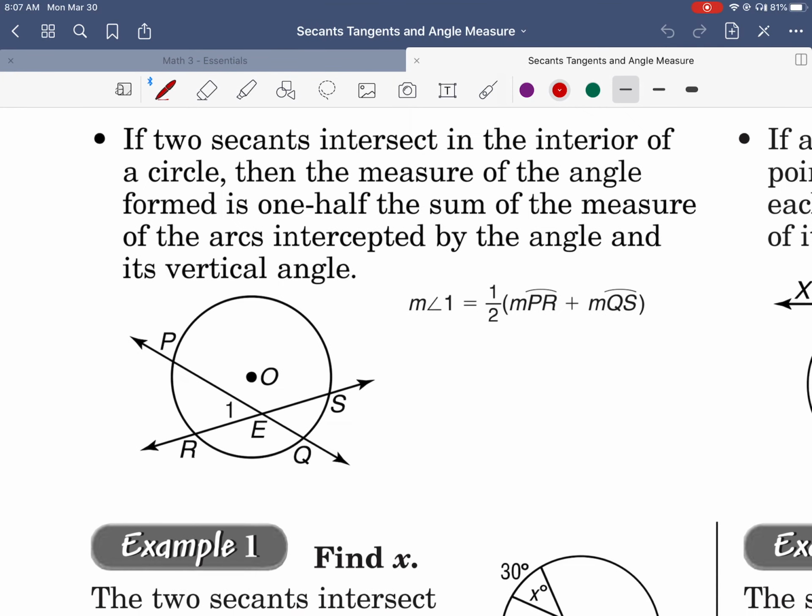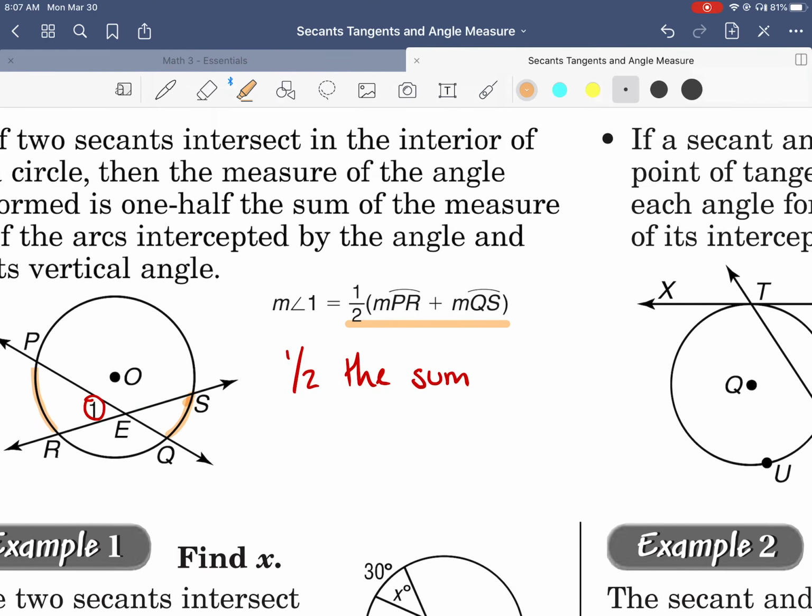So in this picture right here, you can see that the angle that we are looking for is inside the circle. It is not the central, it is just inside. So inside is always half the sum. Remember, sum means add. So we're going to add up the two angles that those lines form, and we're going to take half that sum. Okay, so you can see here it says half the measure of arc PR and arc QS.